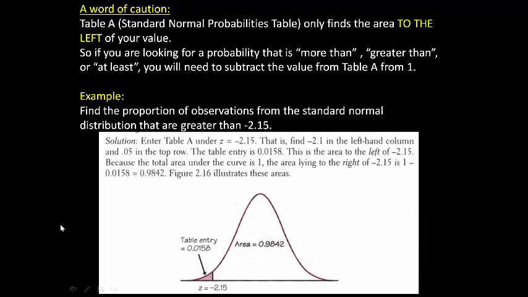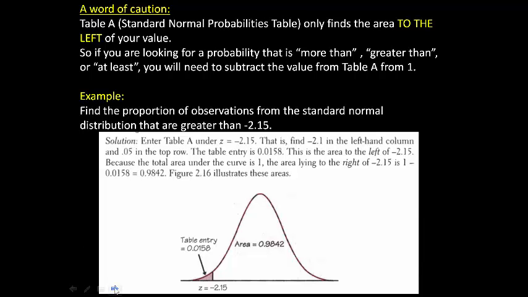Find the proportion of observations from the standard normal distribution that are greater than negative 2.15. Well, it's greater than negative 2.15. So whatever we find in our A table, we have to subtract that from 1 to get the area above it. And you should always shade the area that the problem is requesting. In this particular problem, they have the area shaded to the left, but we're actually looking for the area to the right. So I disagree with the way that this example is set up. We should always shade it to the right if we're looking for greater than or more than.